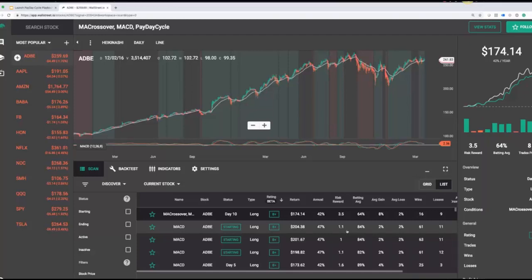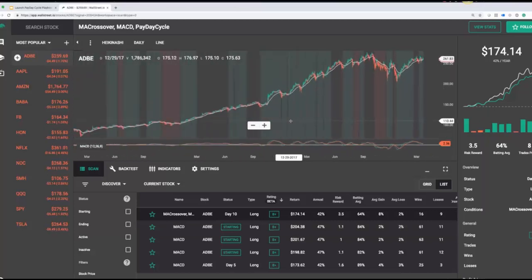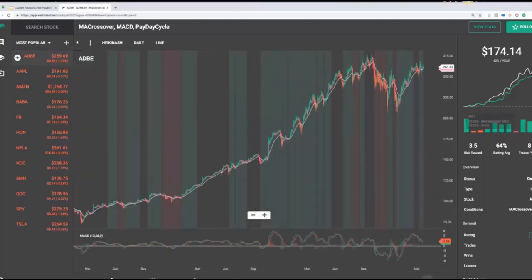Let's do a poll. Who here would rather have an 84% batting average but a very slender risk reward margin? Or would you rather have a 64% batting average and a 3.5 risk reward? That's much better, I think. Much better risk reward. But you can see it does a pretty good job of catching this stock. Pretty cool, huh? Yeah, SP says 3.5 and 64, much better. Most people would go for that one.